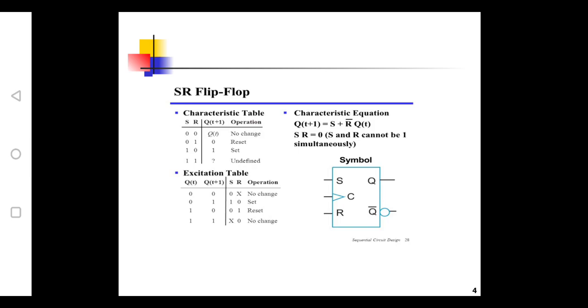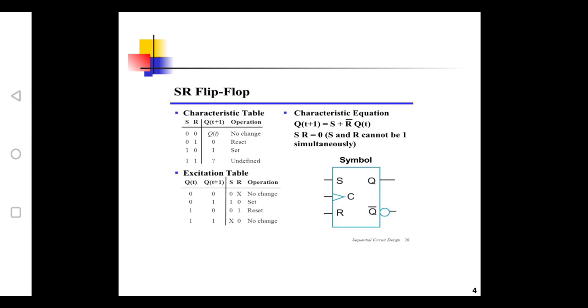Then we need to draw the K-map. The inputs for the K-map should be S, R and Qn. If we simplify the K-map, we'll be getting an equation. Such an equation is called a characteristic equation. So the characteristic equation of an SR flip-flop is S plus R bar Qn.